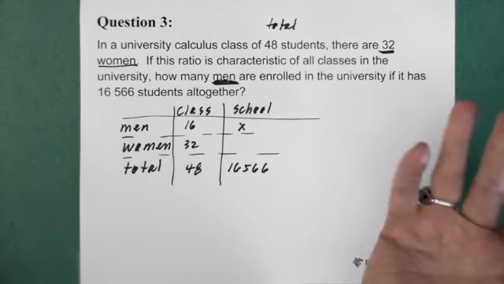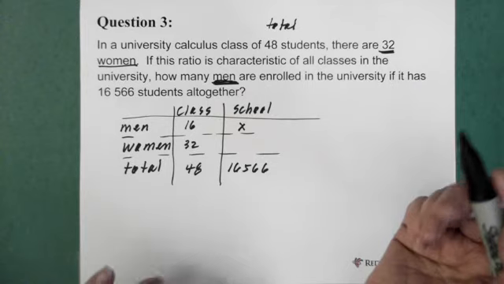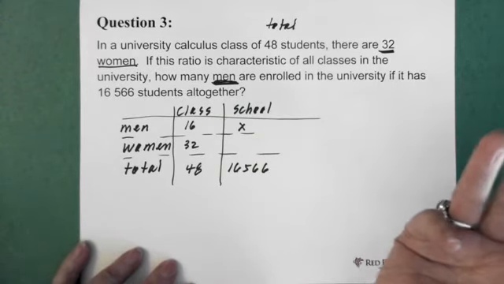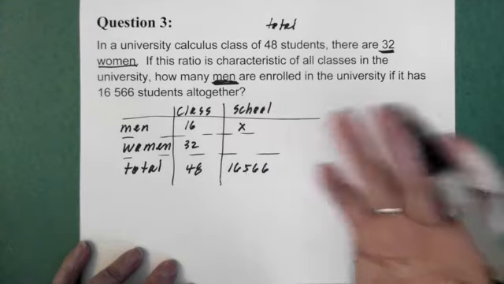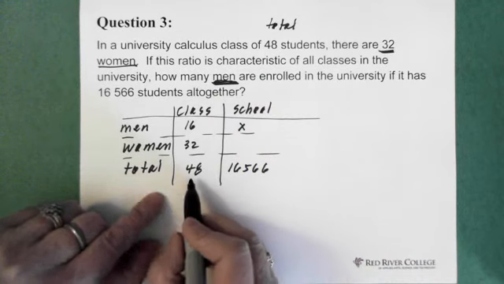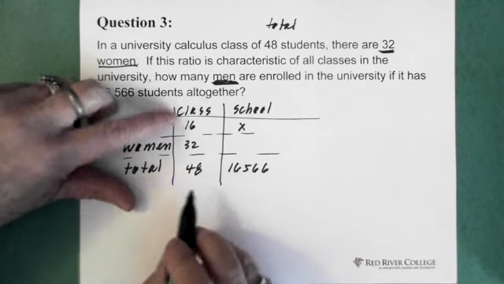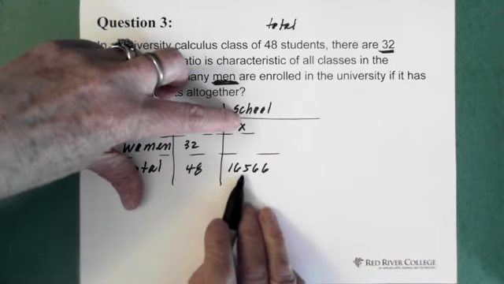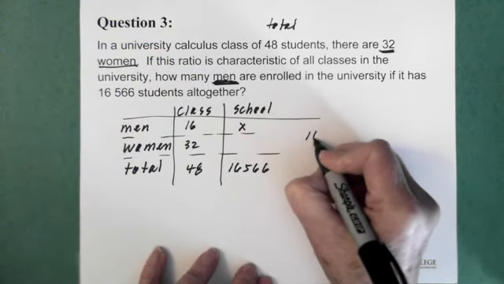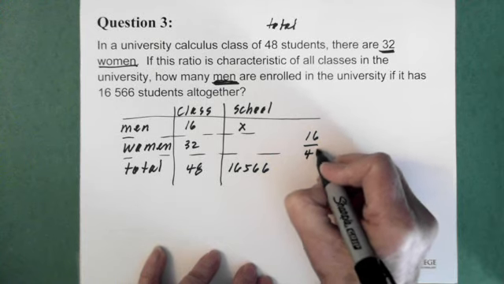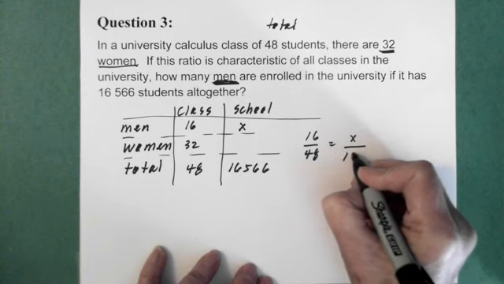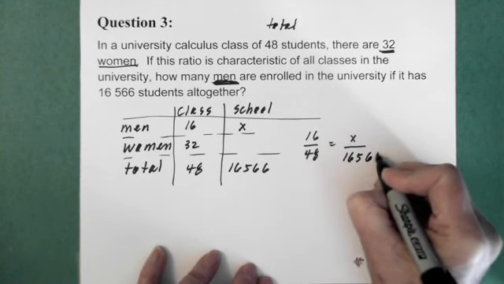Sometimes a chart just helps you to see what's going on here. You can certainly use a different approach. This approach to me just seems simpler. So this is what we're looking for. Then our relationship has to be the 16 and the 48, the X, and the 16,566. So I'm going to set it up that way: 16 over 48 equals X over 16,566.